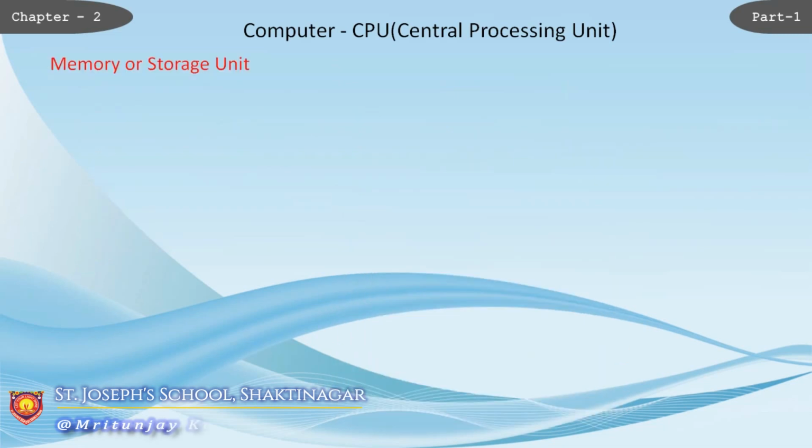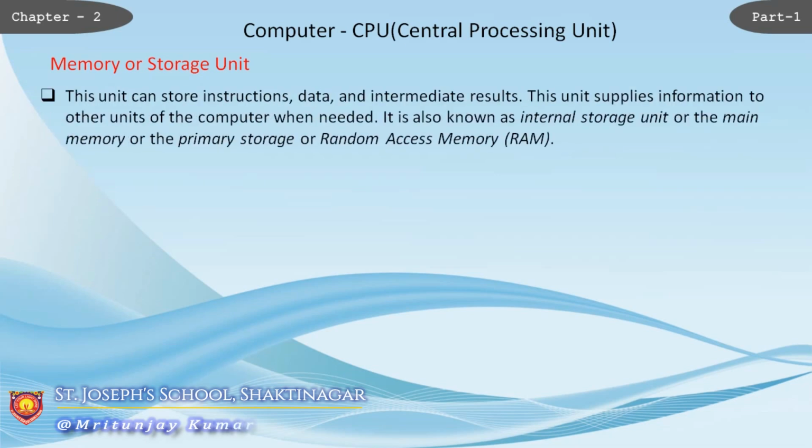Now we will start with memory or storage unit. This unit can store the instruction, data and intermediate result. Intermediate result means, for example, I have to add 2 plus 3 plus 5. That means first I will add 2 plus 3, which is 5, then the sum of 2 plus 3 will be added to the next number. The result of the first 2 numbers is the intermediate result, and that result will be added to the next number.